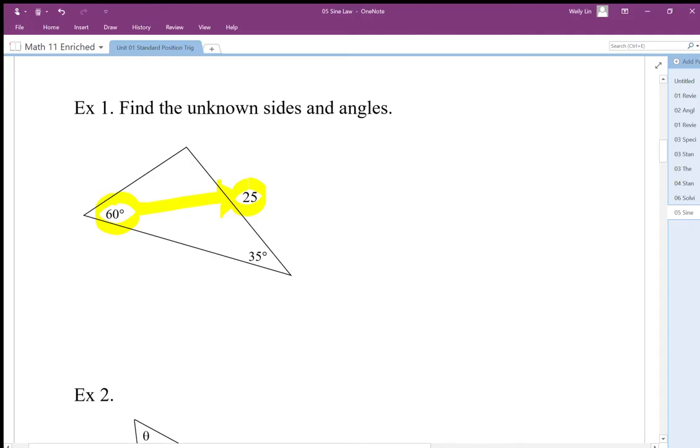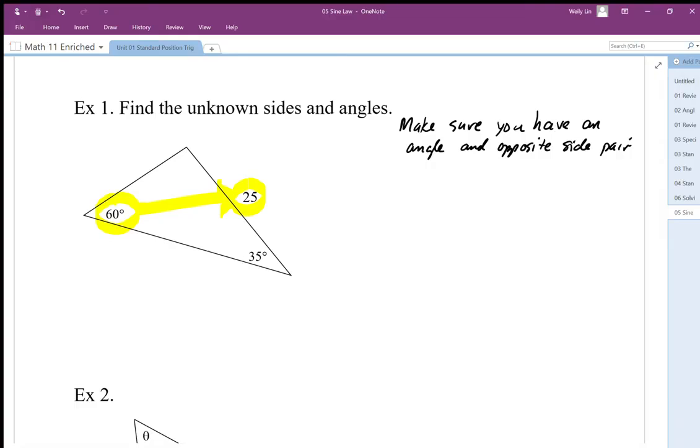So I'm going to maybe make a point here. Make sure you have an angle and opposite side pair. This is a very important criteria for being able to use the sine law.